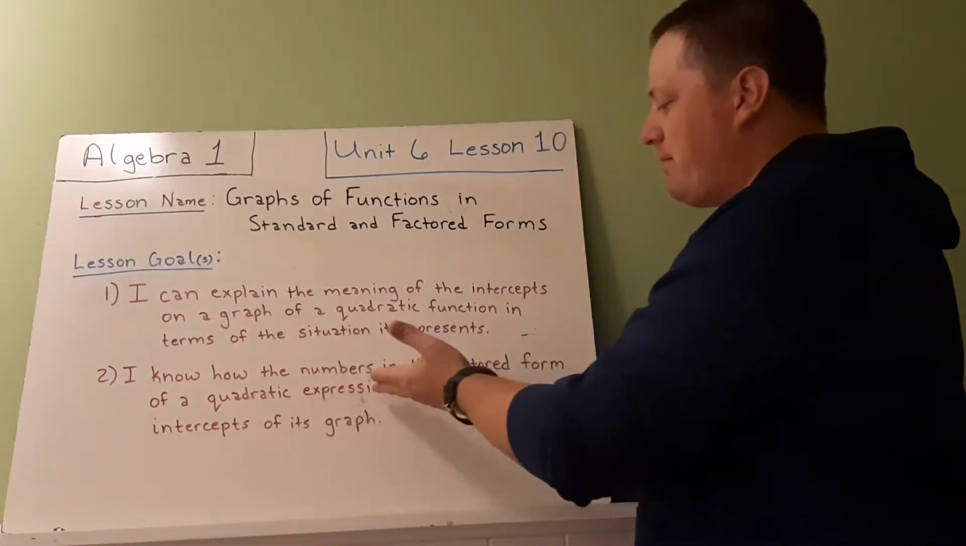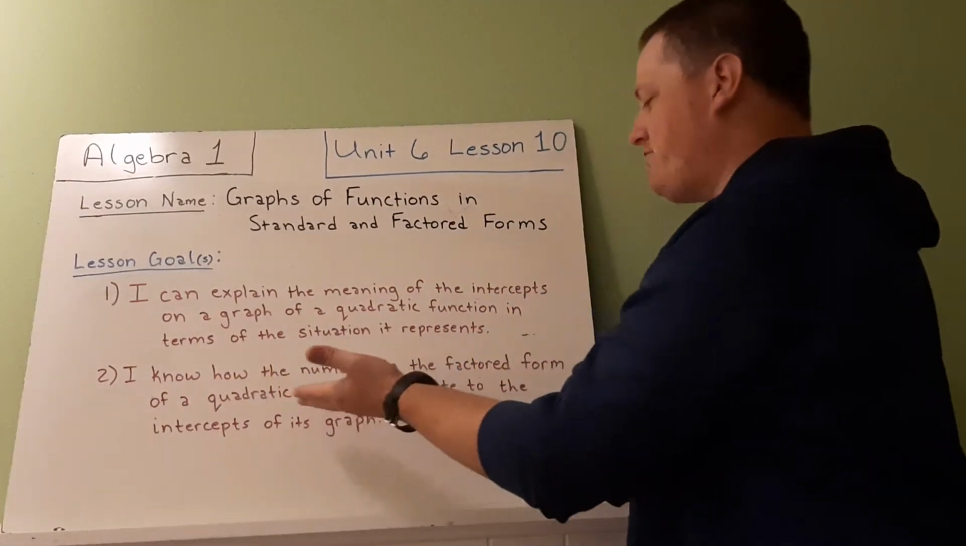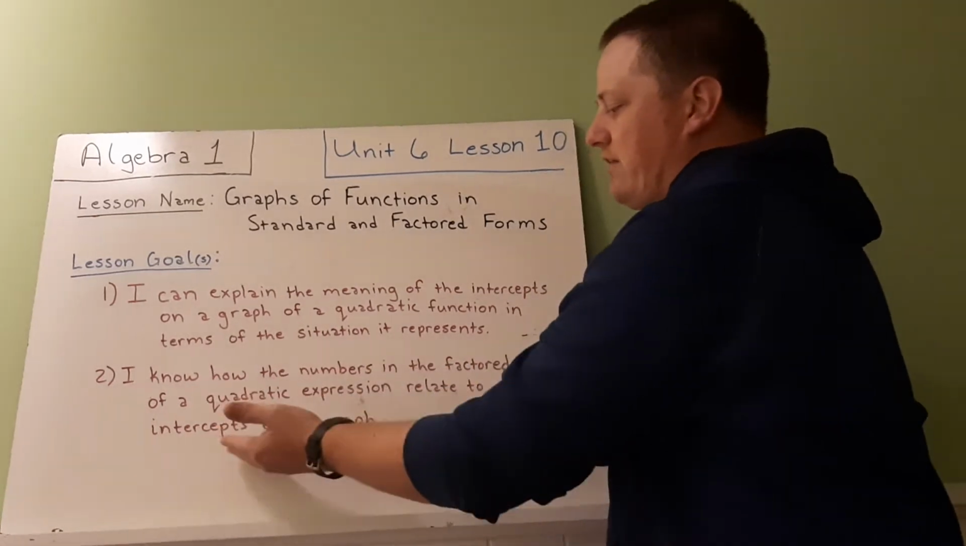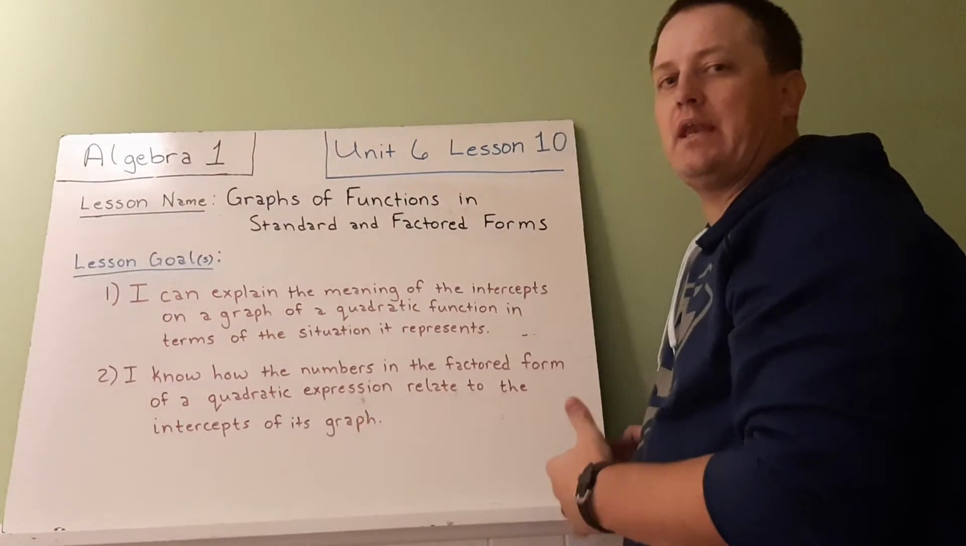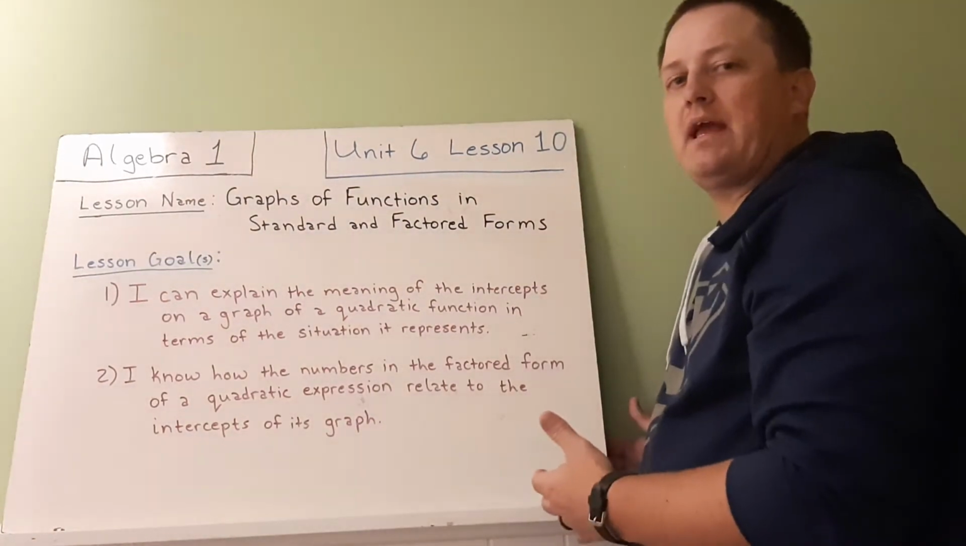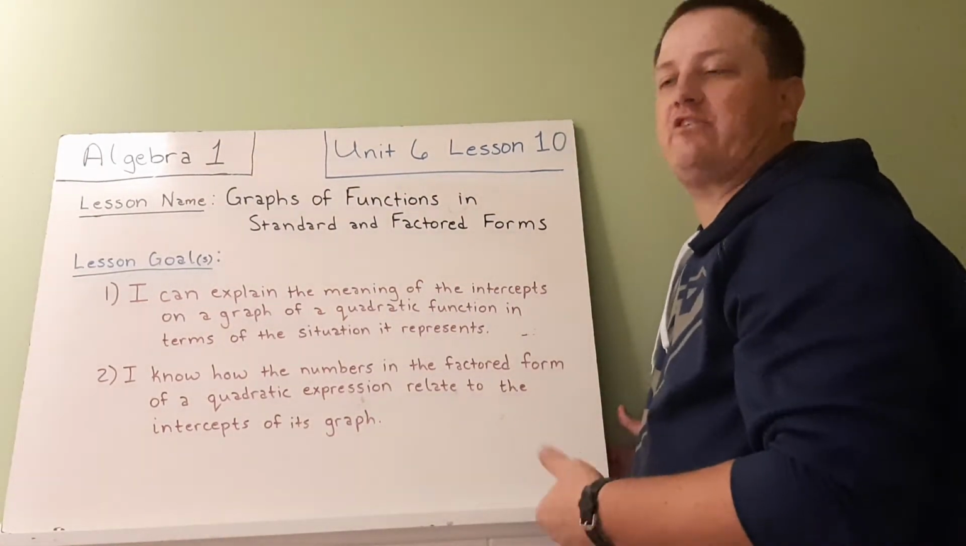I know how the numbers in the factored form of a quadratic expression relate to the intercepts of its graph. So the factored form will tell us something about the intercepts. We want to make a connection between the intercepts and factored form.